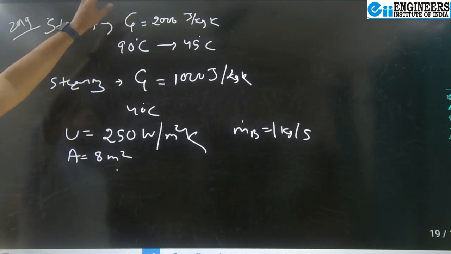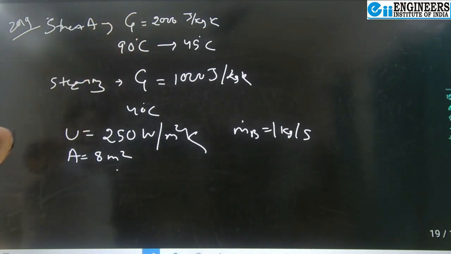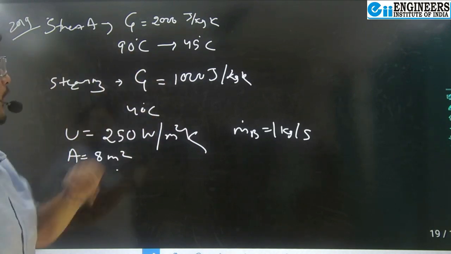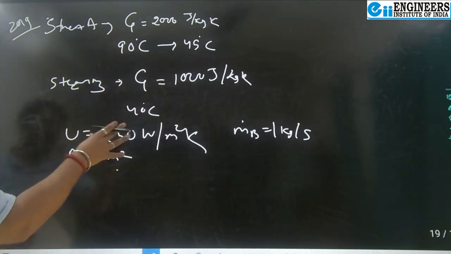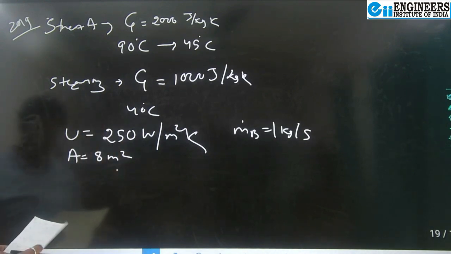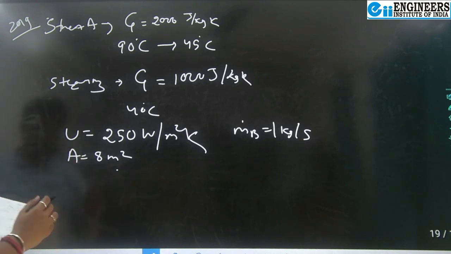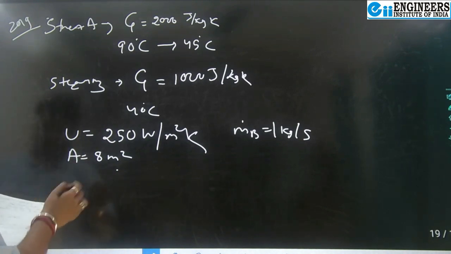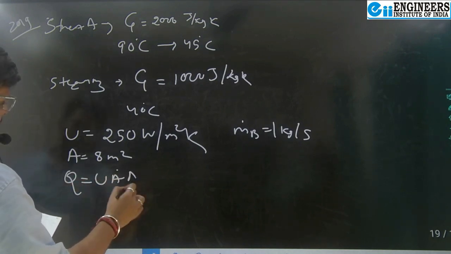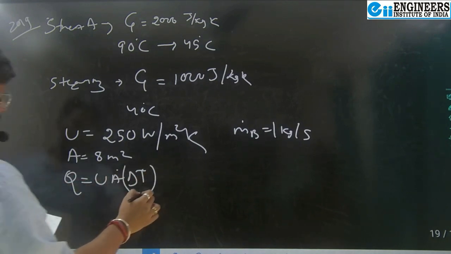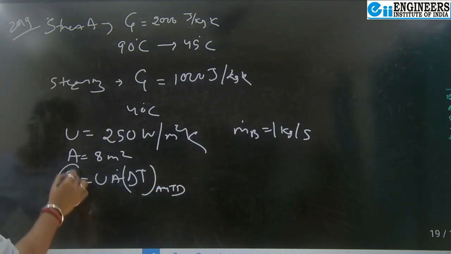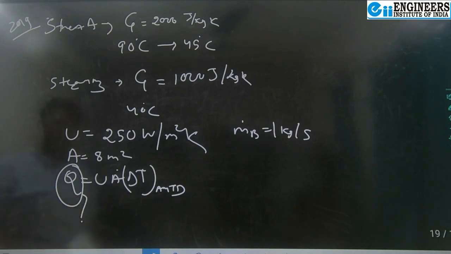Hot fluid Cp is given, delta T is given. Cold fluid mCp is given. In delta T, one parameter is missing. Overall heat transfer coefficient comes into picture. Then it has asked us what will be the net UA delta T, where delta T is the arithmetic mean temperature difference. We have to estimate what will be the heat.